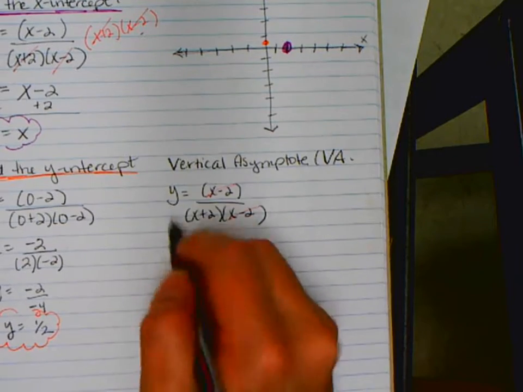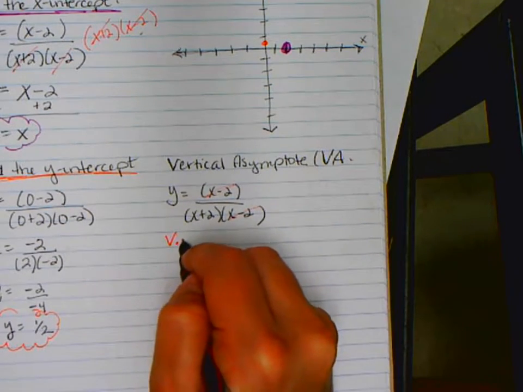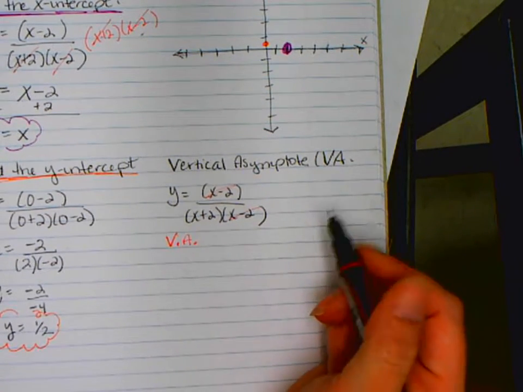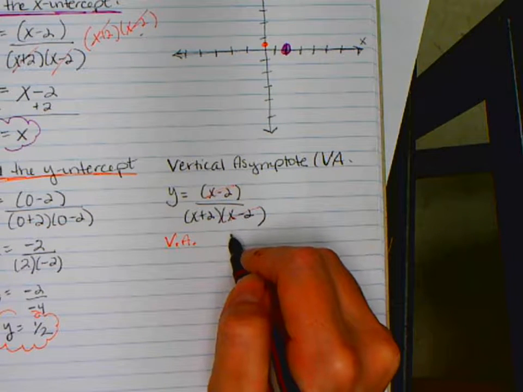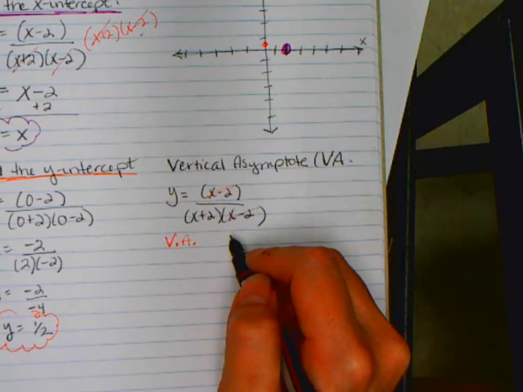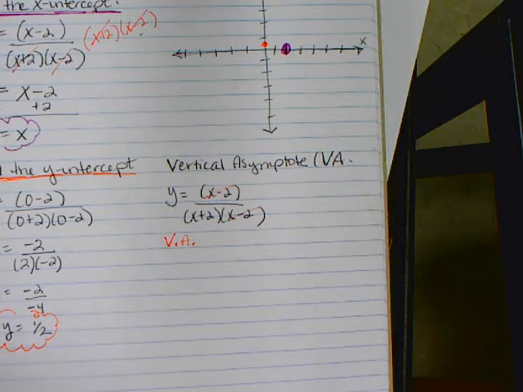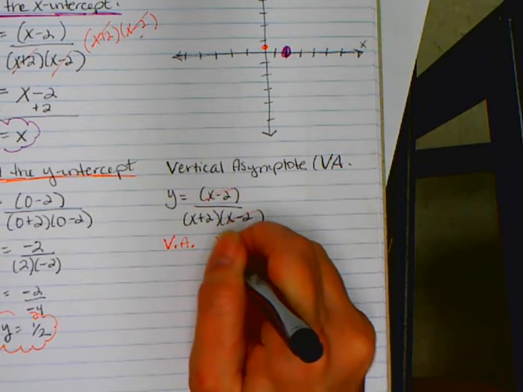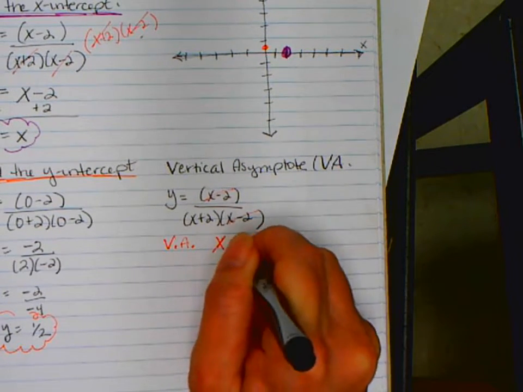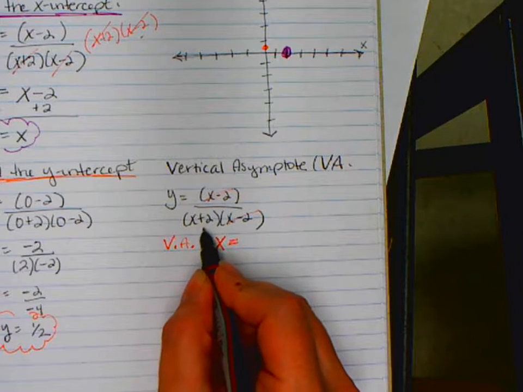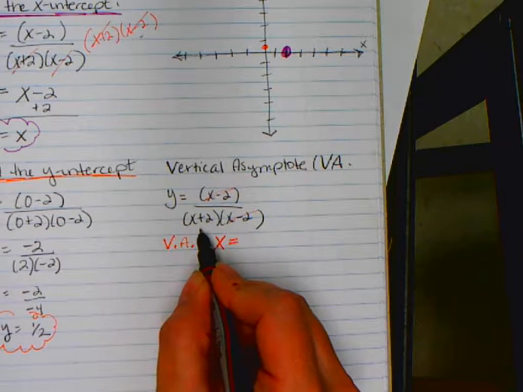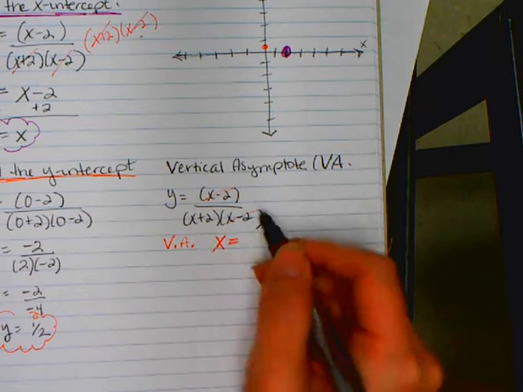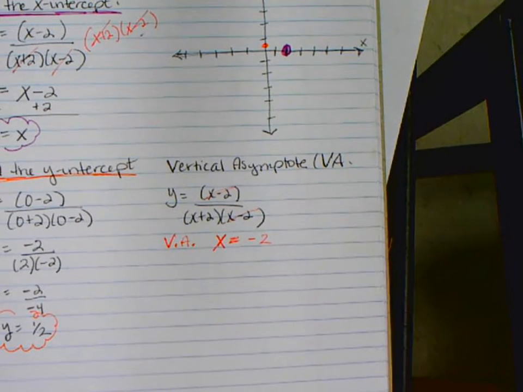So our vertical asymptote, remember vertical asymptote has the y equals, because it's where it crosses the y-axis. No, I said it backwards again. X equals, because it's where it crosses the x-axis. X equals basically what can x not equal for the one that's not canceled? Negative 2. So that's my vertical asymptote.